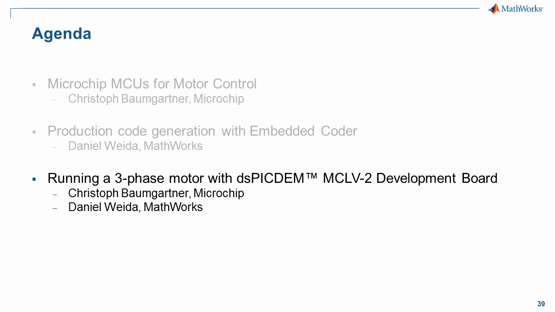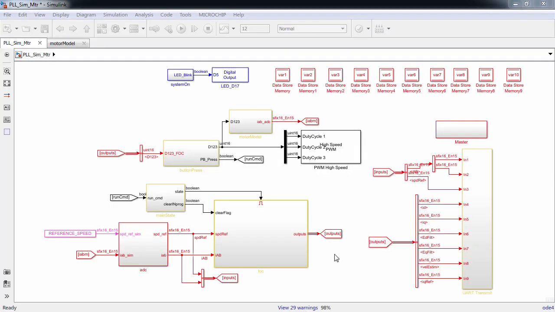Now we are going to have a deeper look into the example we showed in the beginning. Christoph, can you show us the closed-loop simulation, the code generation, and the rapid prototyping and debugging with the real motor hardware? Sure, Daniel. Let's look at the model.